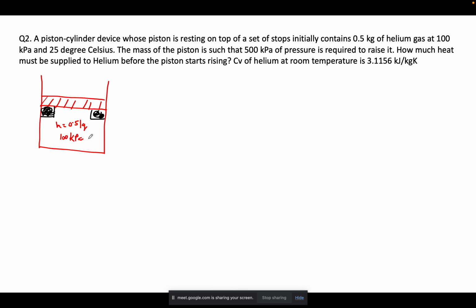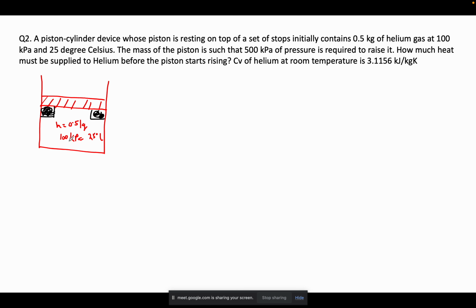That is the initial state, and your temperature is 25 degrees Celsius. Okay, now the mass of the piston is such that 500 kilopascal of pressure is required to raise it. That means, until and unless the inside pressure becomes 500 kilopascal, this piston will not rise.